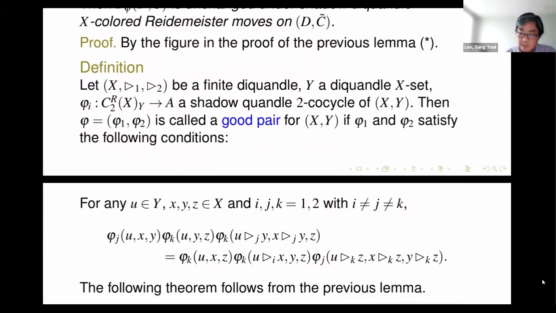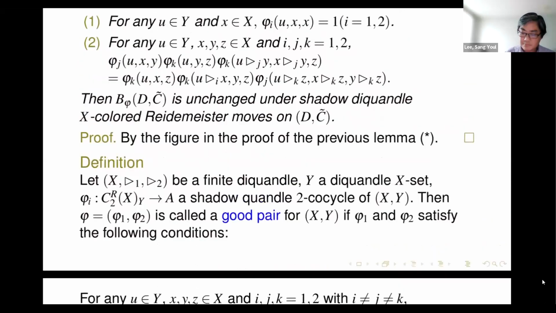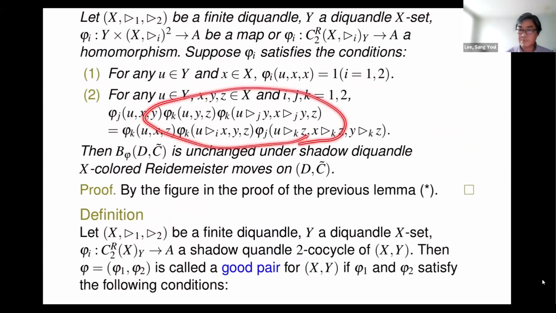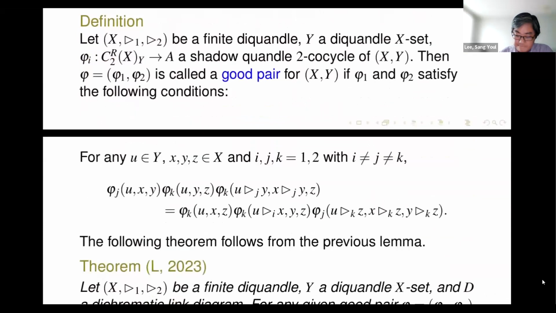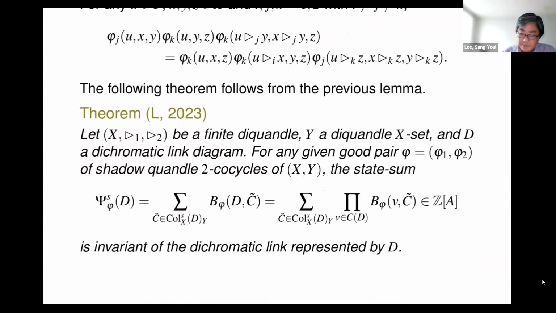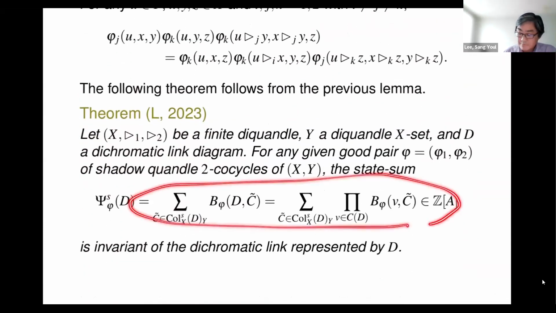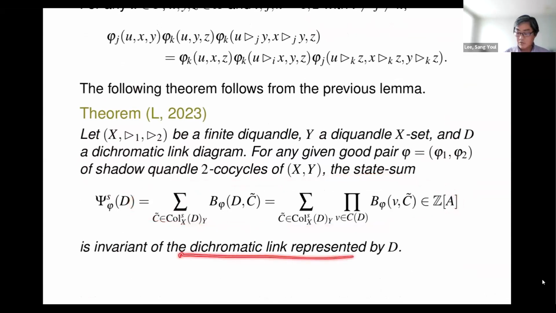So similarly, we can define a good pair of shadow quandle 2-cocycles, satisfying this condition. This condition comes from this one. Actually, this comes from the third Reidemeister move, right? Then this state sum is an invariant of the dichromatic link represented by it.